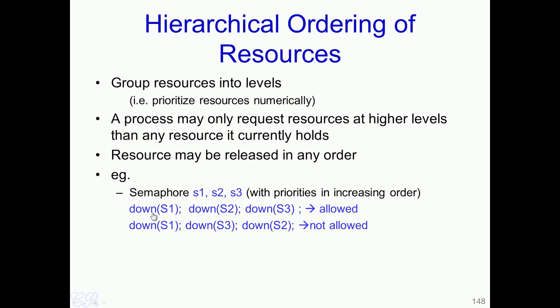So, let us say a process makes this particular sequence of semaphore requests S1, S2 and S3. So, we see that an ordering is followed, that is, S2 is greater than S1 and S3 is greater than S2. So, this kind of allocation should be allowed. However, in this case where we have first S1, then S3 and then S2, the allocation is not allowed because the ordering is not maintained.